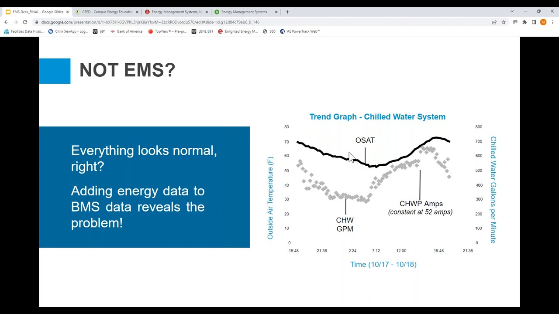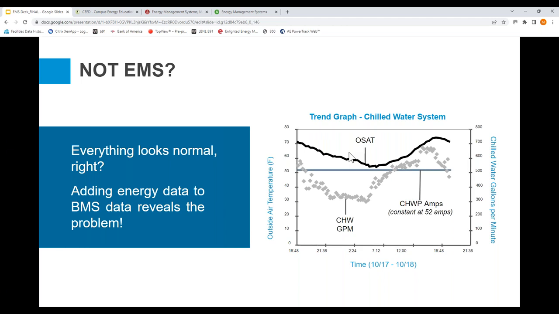So if I was looking at this as a commissioning agent, I would say, this looks fine. The system looks like it's doing what it's supposed to and all looks good. But then if you're able to add one more piece of information, the chilled water pump's power, the amps there, you can see that it's flatline. And so that's incorrect, or that kind of reveals the problem.